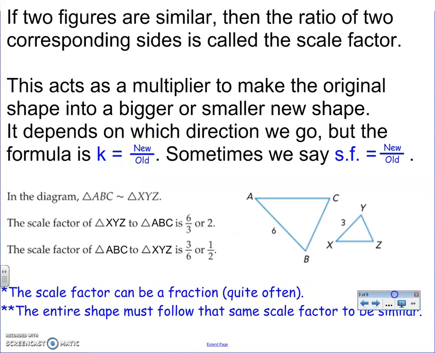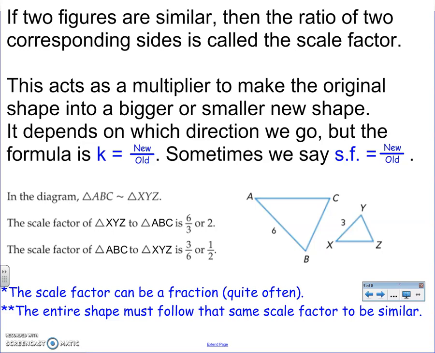Alright, so I just mentioned scale factor. If two figures are similar, then the ratio of two corresponding sides is also called the scale factor. This acts as a multiplier to make the original shape into a bigger or smaller new shape. It depends on which direction we're going, but the formula is usually K equals new over old. Sometimes we say SF, so scale factor equals new over old.